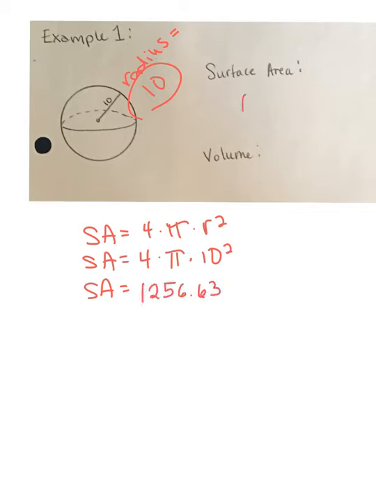1,256.63. You will notice that for these problems, nothing is a regular old number. They're all going to be some really funky decimals, okay? So if that was a ball with a 10-inch radius, it would take 1,256.63 square inches to cover the basketball.